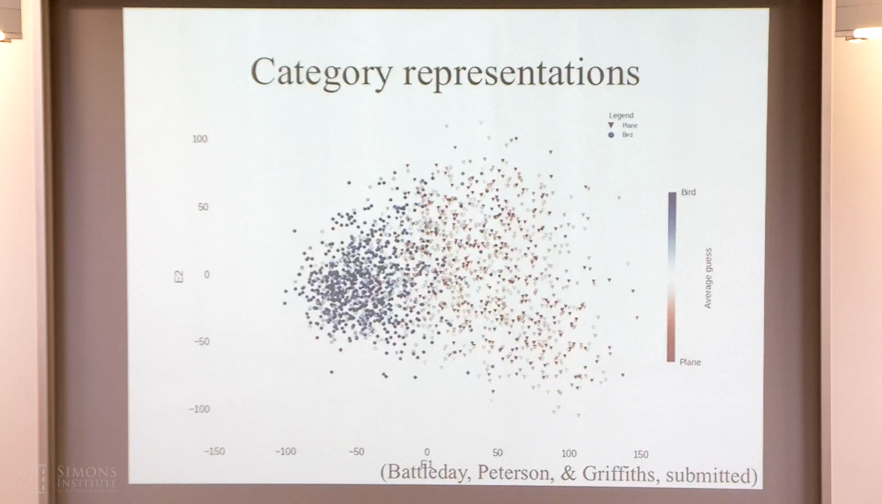So if we actually look at the representations that come out of the network, the blue ones over here are the ones that people think are birds, the red ones over here are the ones that are planes, and they're colored by the extent to which people believe that they go in each direction. And you can see that that simple prototype model is going to be adequate in this space because you can do a pretty good job by sticking a linear boundary in here.